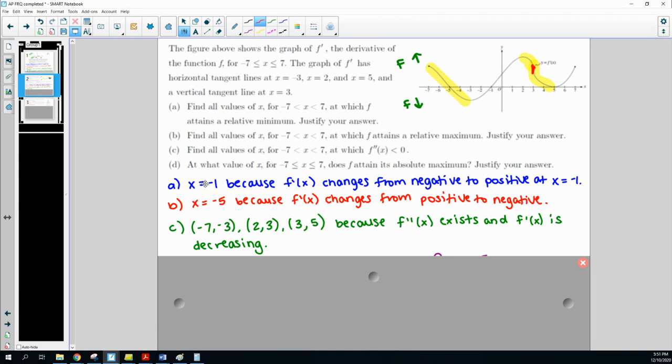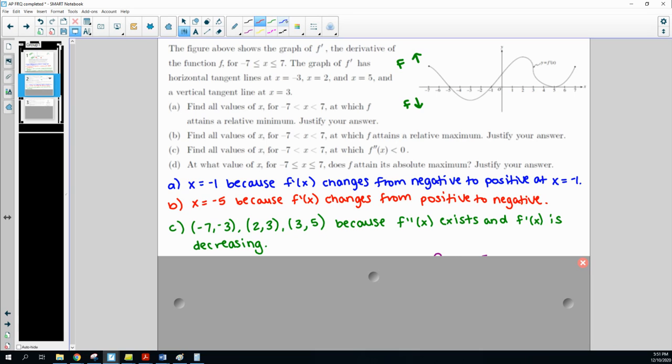Okay, then part D, at what value of x does f attain its absolute maximum? Now, this one's a little bit trickier because we don't have a function. Usually, when we're trying to find the absolute maximum or minimum, we find our critical points, we use our endpoints, and we make that x and f of x chart, and we plug in the values of our critical points and endpoints into our original function, and we look to see what's the highest and lowest number. But here, we don't have a function to plug things into. So what we need to do is just think about what's happening here.